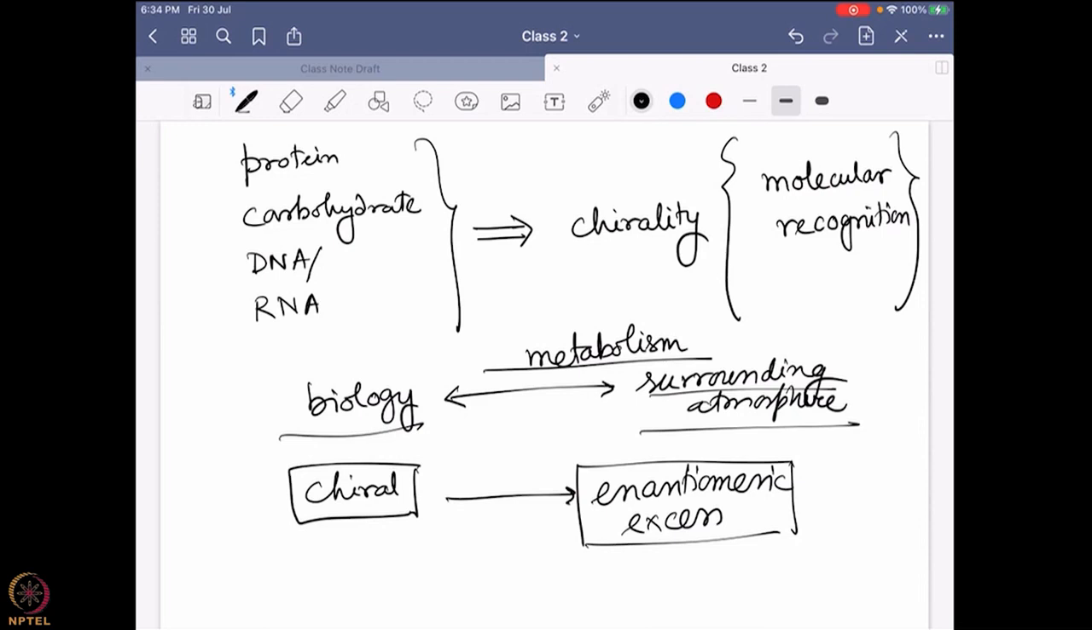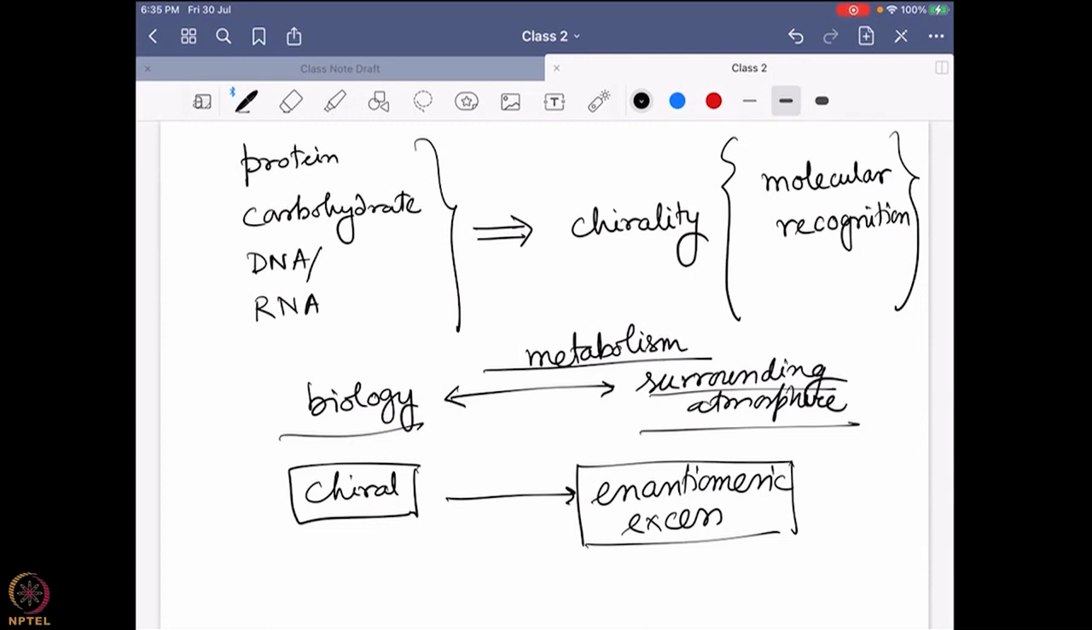So you are going to create enantiomeric excess. That means it is not only that I have to create synthetically a chiral environment. But if I allow the biology to interact with something, I am expected to see some enantiomeric excess. Everybody agrees to this particular point or not? If anybody has any question, please let me know, because this is a very crucial point. That biology is chiral, and that is why when it's going to interact with a set of chiral molecules, it is going to distinguish between them. It is going to create an enantiomeric excess.